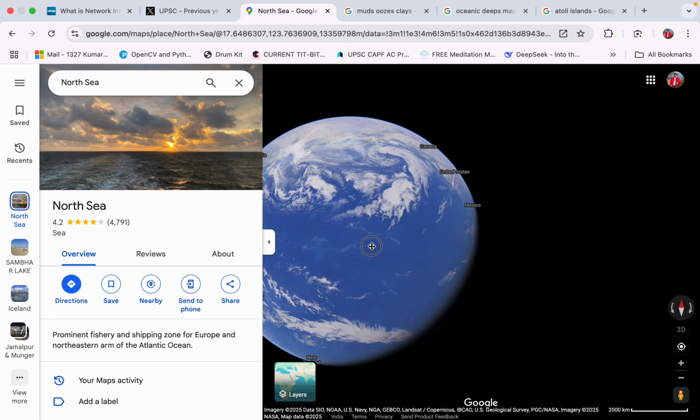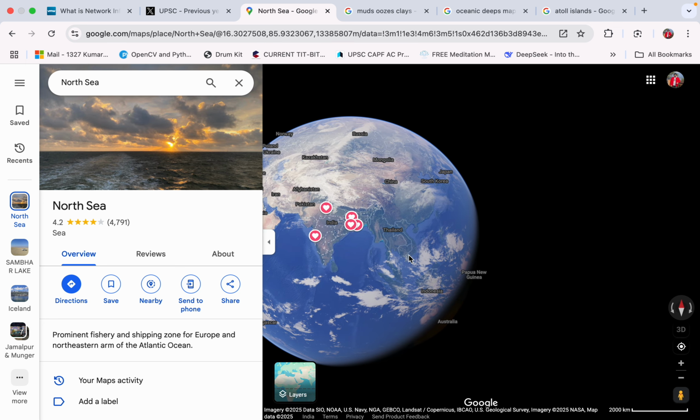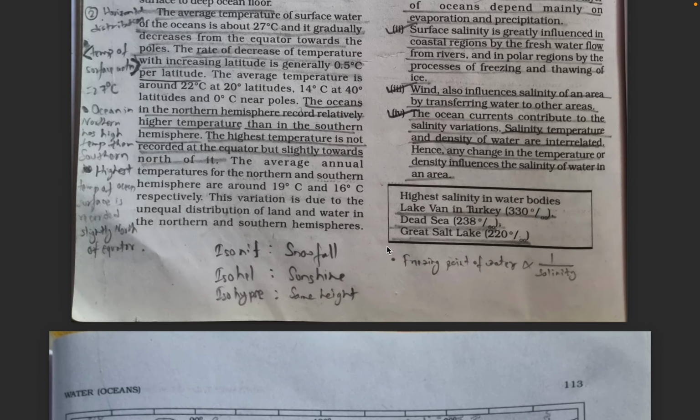So because of the higher land's contact with the ocean, the temperature of the ocean rises.